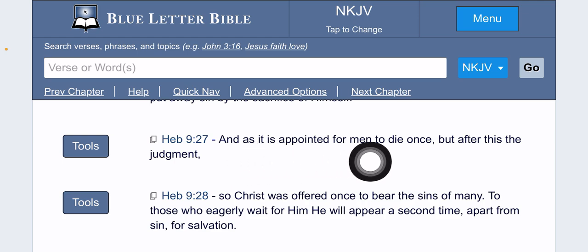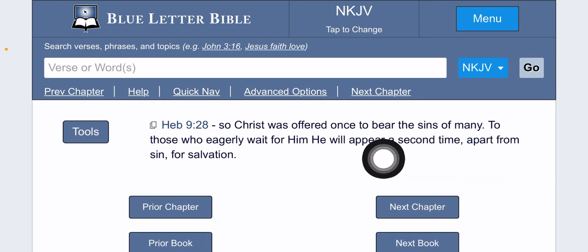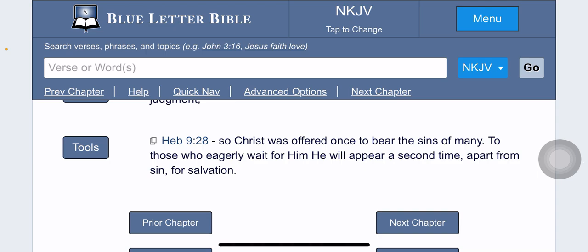As it is appointed for men to die once, but after this the judgment, so Yahawashi was offered once to bear the sins of many. To those who eagerly wait for him, he will appear a second time, apart from sin, for salvation, okay? So in order to complete this new covenant that we are getting into, when he comes back, he's going to save us. That's the ultimate salvation.